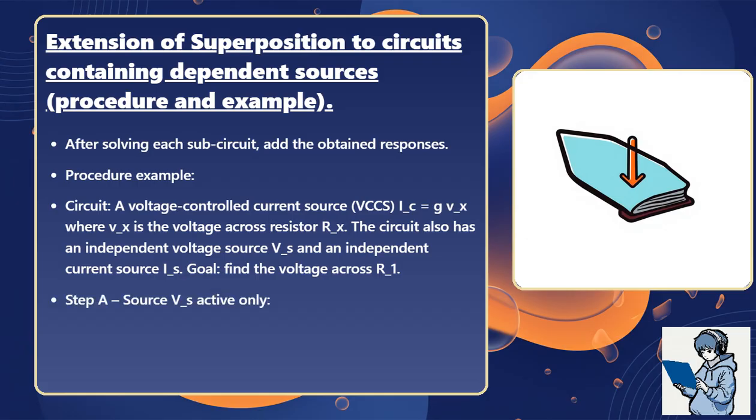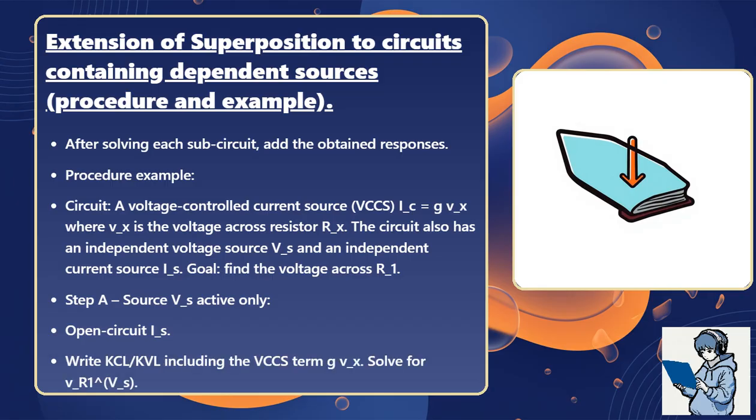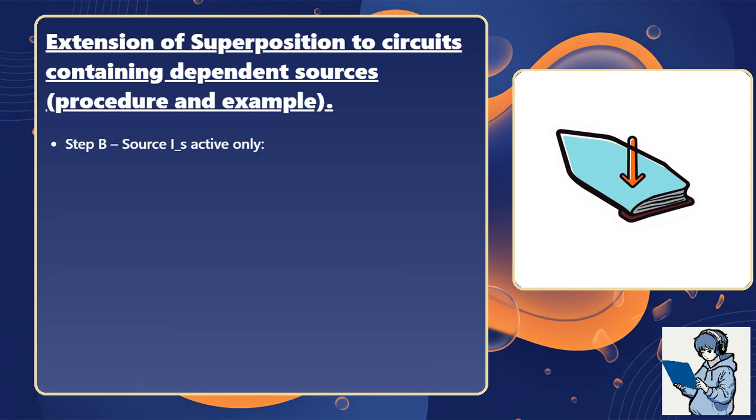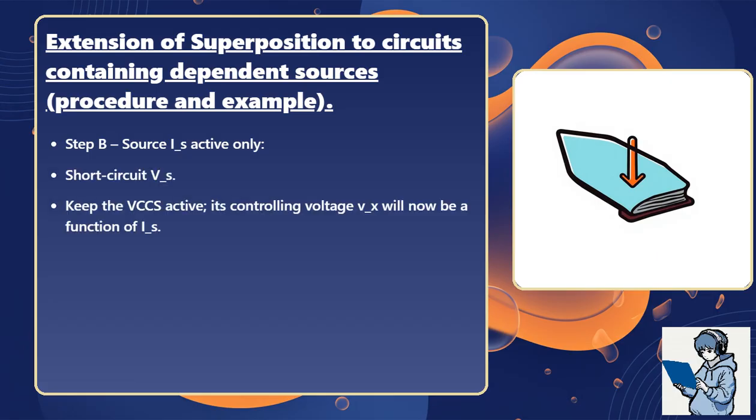Step A, source V sub S active only. Open circuit I sub S. Write KCL and KVL, including the VCCS term G V sub X. Solve for V sub R1 superscript V sub S. Step B, source I sub S active only. Short circuit V sub S. Keep the VCCS active. Its controlling voltage V sub X will now be a function of I sub S. Solve for V sub R1 superscript I sub S. Step C is the sum: V sub R1 equals V sub R1 superscript V sub S plus V sub R1 superscript I sub S.